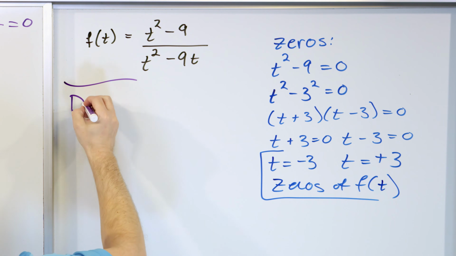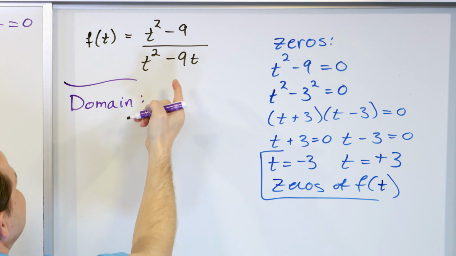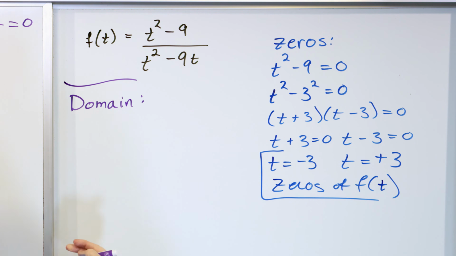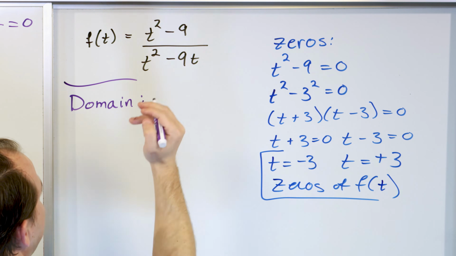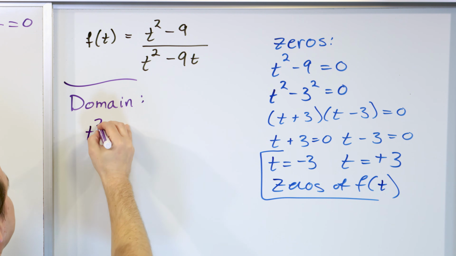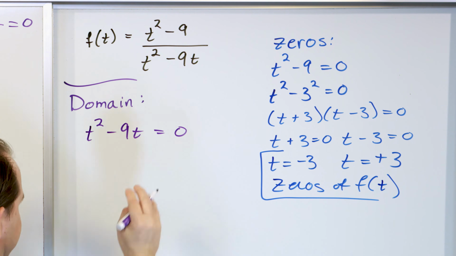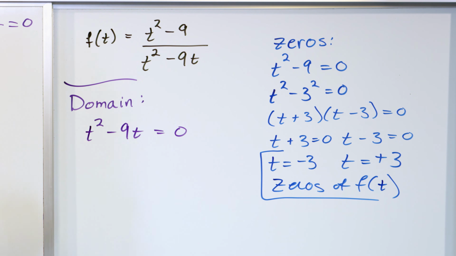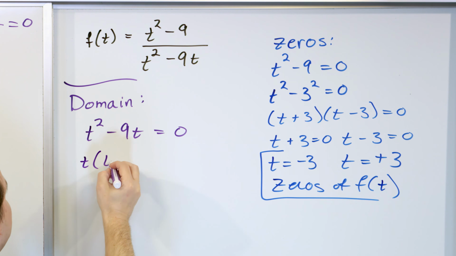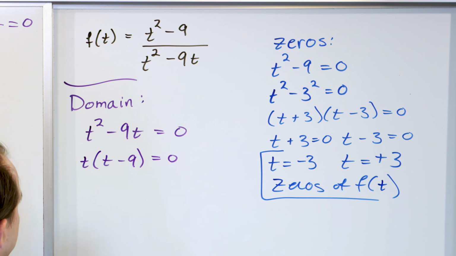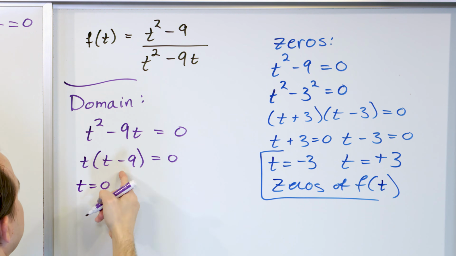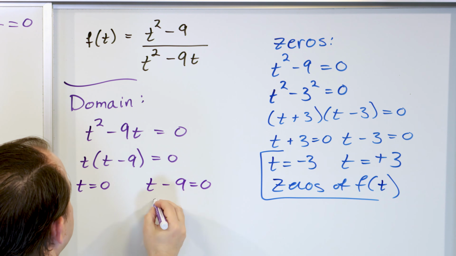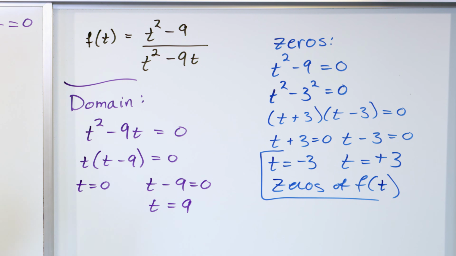All right, now how do I find the domain? So to figure out the domain of this function, we set the denominator equal to 0 because those are going to be the values of t that aren't even allowed to go into this function because they blow the whole function up to infinity. So we say t squared minus 9t is equal to 0. And we have to solve this equation. So we can pull out a t. Inside we'll have t minus 9 equal to 0. So we have t is equal to 0, and also t minus 9 can equal 0, which means that t can be equal to 9.